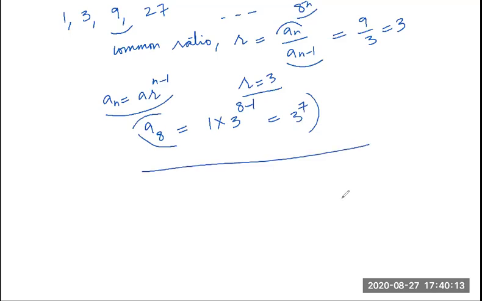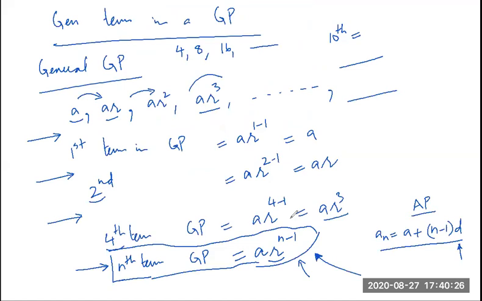Very good. So students, this is about the nth term in a GP. Am I right? So this is the nth term, or you can call it the general term. So the general term in a GP, An is equal to A R raised to power n minus 1. Okay. Now students, we proceed towards finding the sum of n terms.